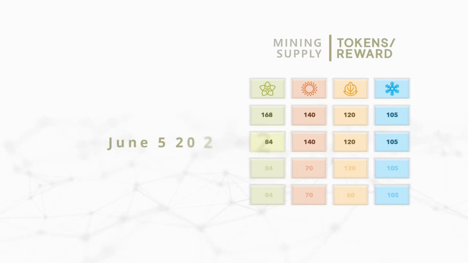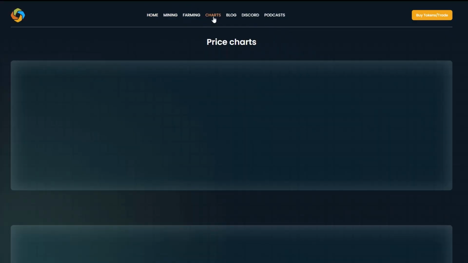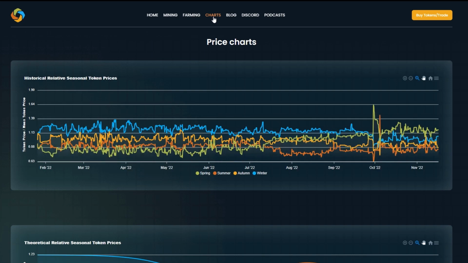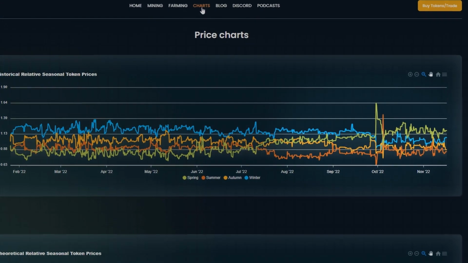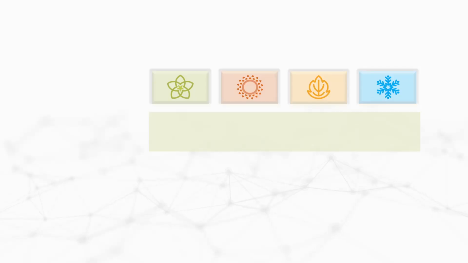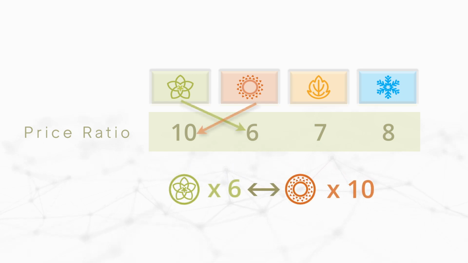On the 5th of June, the Spring token mining supply was cut in half. The new scarcity of Spring tokens put upward pressure on Spring's price. 5 months later, the price of Spring has risen as the market adjusted to the lower supply. The ratio of the 4 prices has changed, matching the new rates of production. Prices drifted towards 10, 6, 7, and 8. In this new situation, 6 Spring tokens are as valuable as 10 summer tokens.